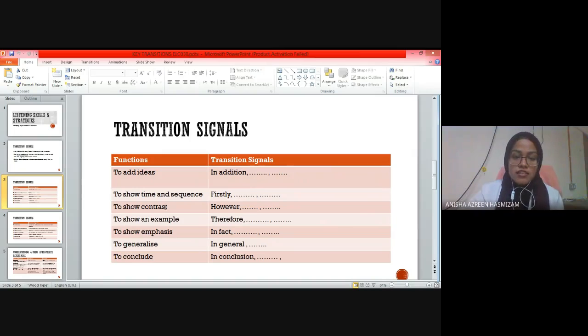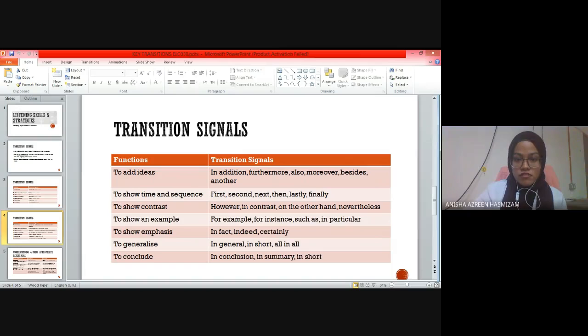To show contrast, we can use however. However ni biasanya kita gunakan when the first idea tadi contrast with the second idea. Kita nak bagi idea yang berlainan. Okay, kalau benda yang baik pada idea yang pertama tadi, tapi kita nak ubah kepada idea yang kedua yang macam kurang baik sikit, we can use the word however. Okay, so untuk show example pun boleh kita pakai therefore. Untuk show emphasis, in fact. Next one is to generalize. In general, there are so many endangered animals in the world. Okay, and to conclude, in conclusion, boleh pakai.